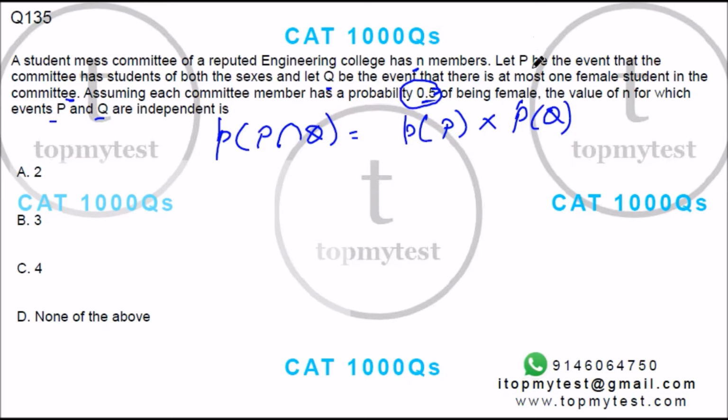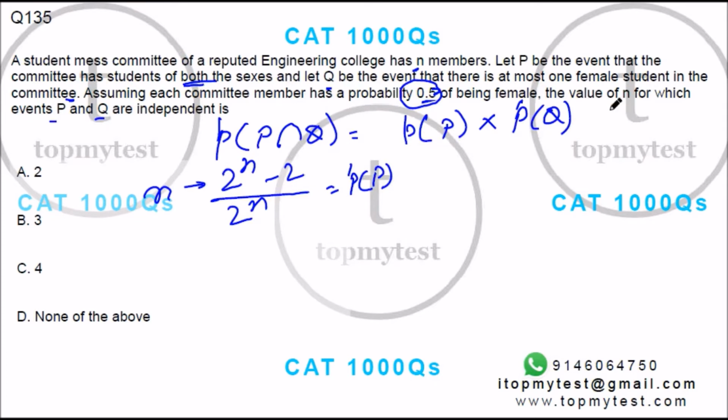Now P is an event where you should have students of both sexes. So if I toss a coin n times, there are 2 to the power n results, right? I don't want all males, I don't want all females. That is possible only in two ways: all heads will be males, all tails will be females. So this will be 2 to the power n minus 2. Right, this will be the value of probability of P.